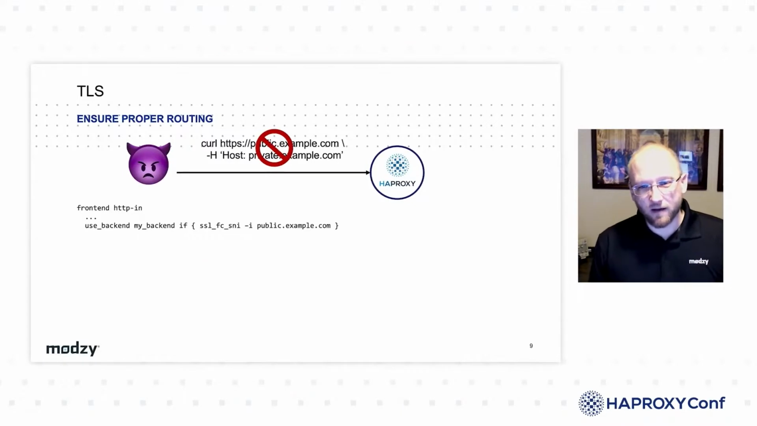Use SSL FC SNI, or server name indication, instead of checking the host header. This will ensure that the rule to select the backend will only work on the domain that was publicly verified from the TLS certificate. This is pretty straightforward, but a very good thing to set.